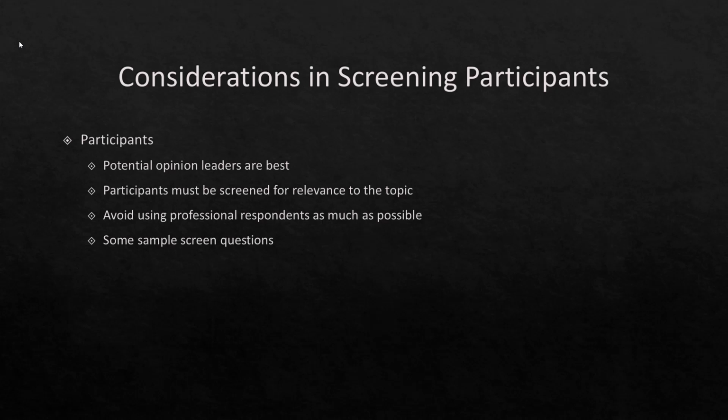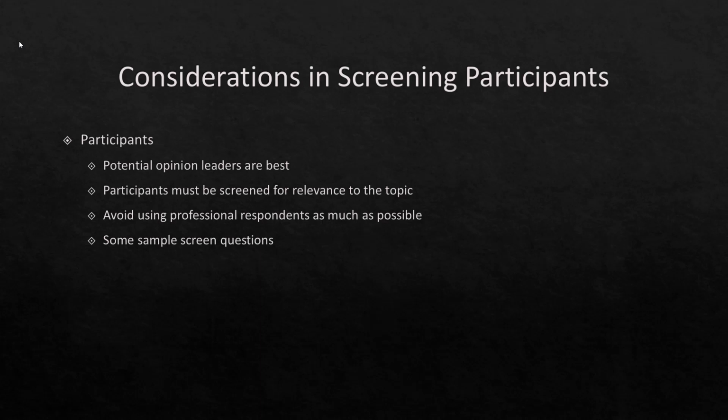How do we screen? How do we pick participants? Some tips for choosing participants: potential opinion leaders are best, because we want to really get people who know a lot about our product, our brand, and the category. For example, if we sell a bottle of water, let's say our brand is a smart water, then we want those people who are very knowledgeable and tend to know a lot about the bottled water product category and maybe are passionate about your brand, like a smart water brand.